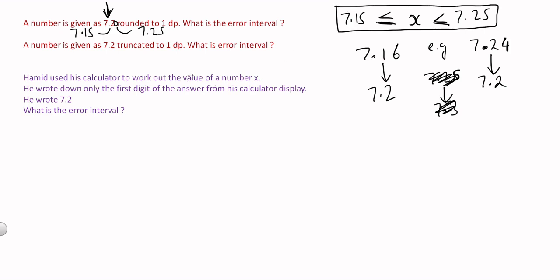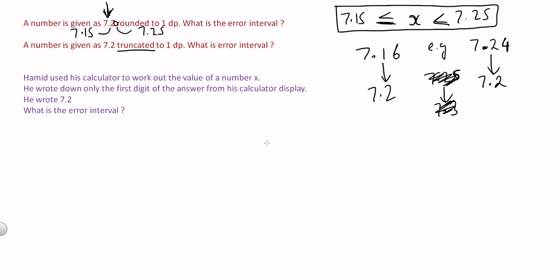Right, the next question is slightly different. Very slightly different. I've replaced the word rounded with truncated. Now truncated means chopped off. So let's read the question. A number is given as 7.2 truncated, i.e. chopped off to 1 decimal place. What is the error interval?